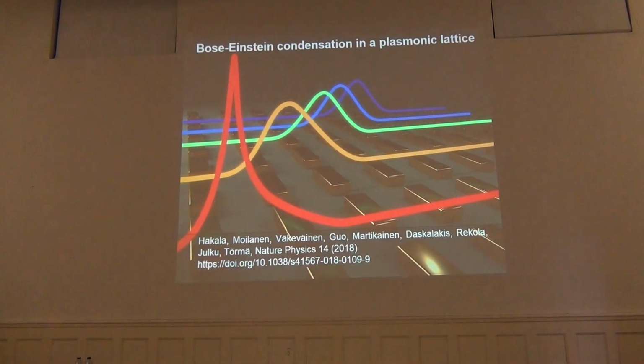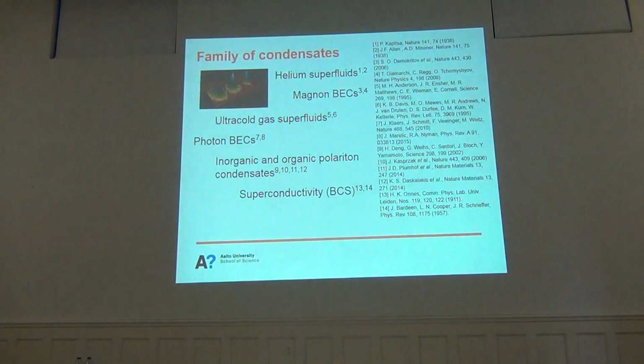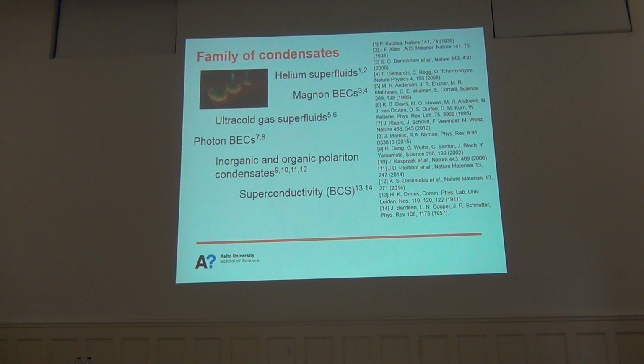So this brings me to the main topic of the talk, which is the observation of Bose-Einstein condensation in such a system at room temperature. Just as a quick background about condensates, different kinds of condensates have been studied extensively during the past century, starting from the helium superfluids, expanding into ultra-cold gases, magnons, inorganic and organic polaritons, as well as pure photons. In 2010, a photon condensate at room temperature was published.